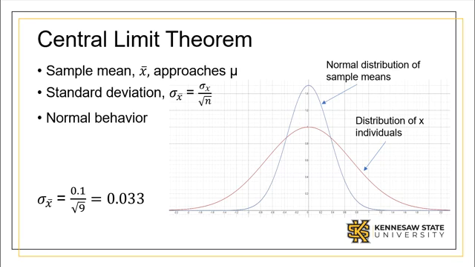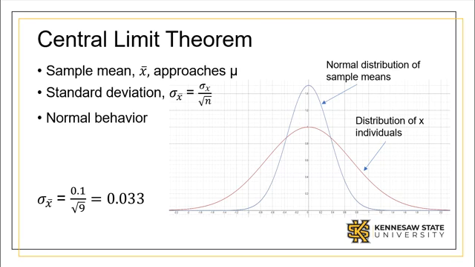If a random variable x has a mean mu and finite standard deviation, as the sample size increases, x bar approaches the mean mu. The standard deviation of the sample means becomes the population standard deviation divided by the square root of the sample size. And finally, the behavior of the distribution becomes more normal. Clearly, this means that we can begin with any unknown distribution. As we collect more and more data, the behavior can be approximated to a normal behavior.